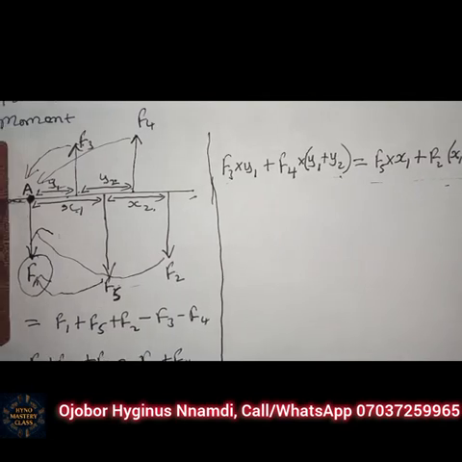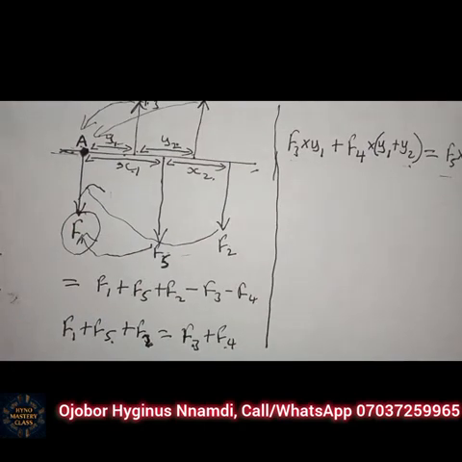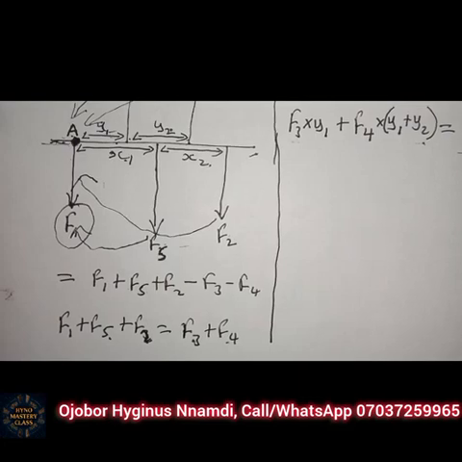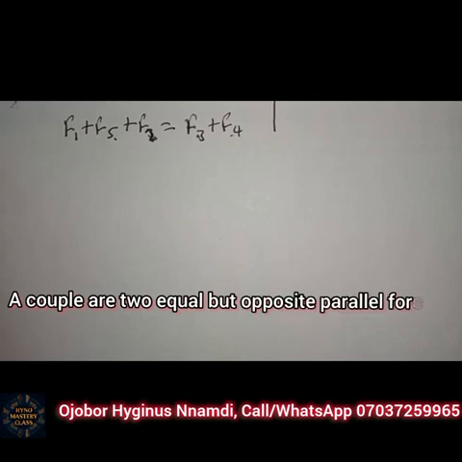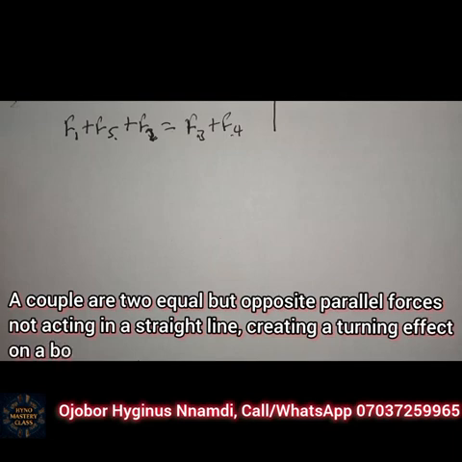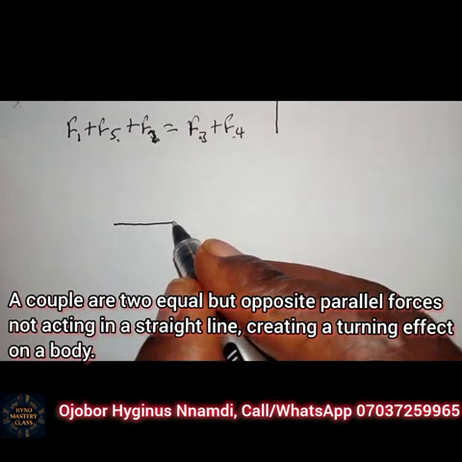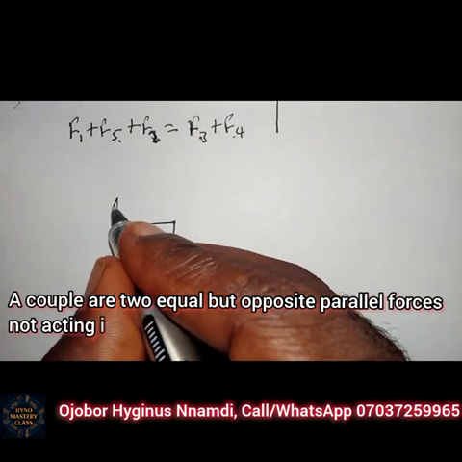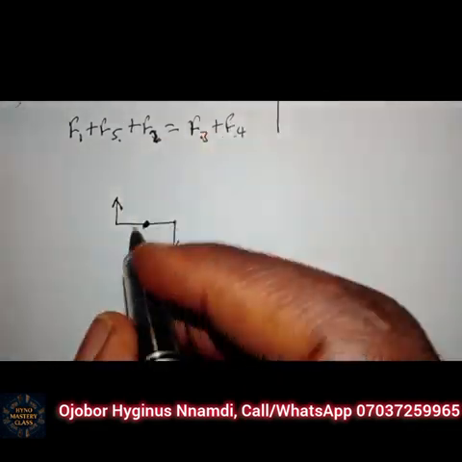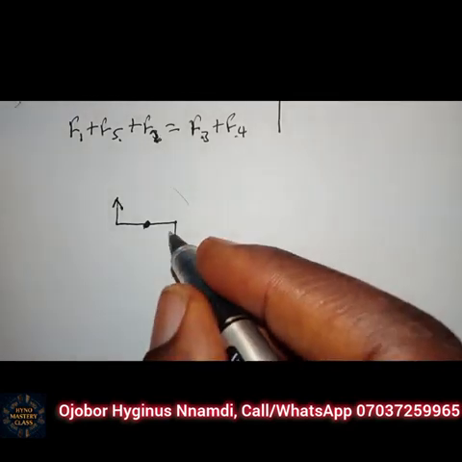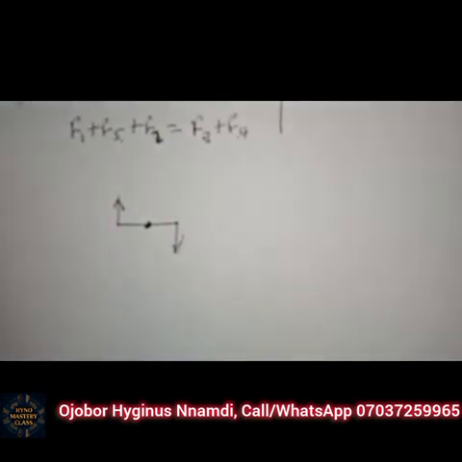Okay, and sometimes if two forces are acting in opposite directions, we have what we call a couple. So what is a couple? A couple is two equal but opposite parallel forces not acting in a straight line, creating a turning effect on a body. If you have a body and a force is acting this way, and another force is acting this way, you see that if this is the turning point, it will create a turning effect. This body will be rotating in this order. If this force is pulling it up and this one is pulling it down, it will be rotating in this order. And that is what we refer to as a couple.